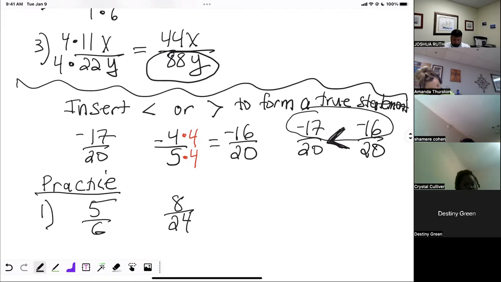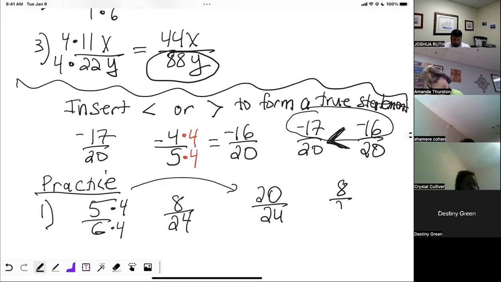So which one's bigger, which one's smaller? We can get the same denominator. So 6 times 4 is 24, which means I can multiply this by 4. So I'm going to rewrite it over here. So they're together. I have 20 over 24 versus 8 over 24. Well, definitely 20 is bigger than 8. That has to be bigger.